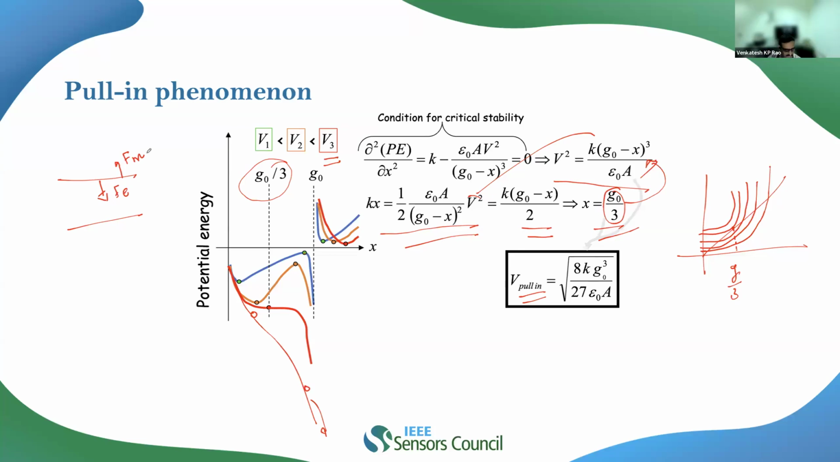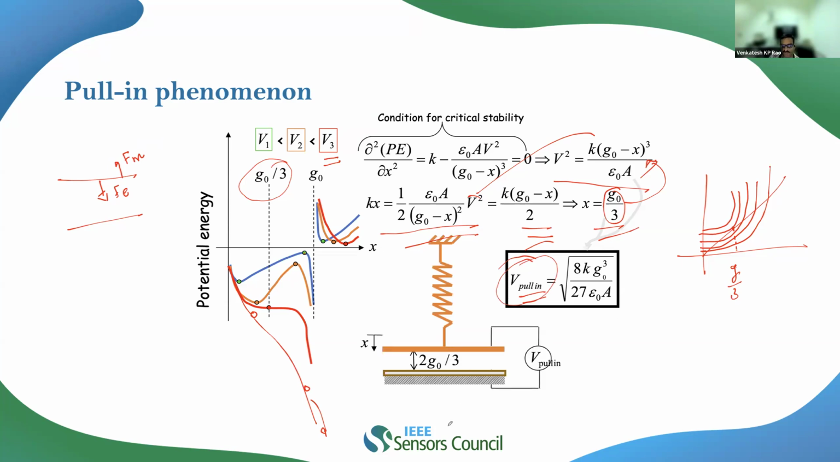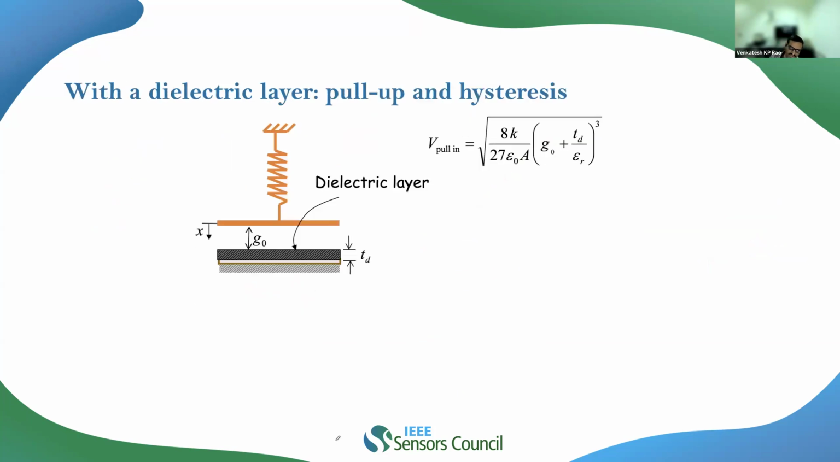That's why it's called the pull-in effect, and this is also called the pull-in voltage, which is given by the square root of this much, right? So that's what you can see here as well. At pull-in, the deflection is G naught by 3 and the air gap I get is 2 G naught by 3. If it is beyond the pull-in voltage, then it is going to snap onto the bottom.